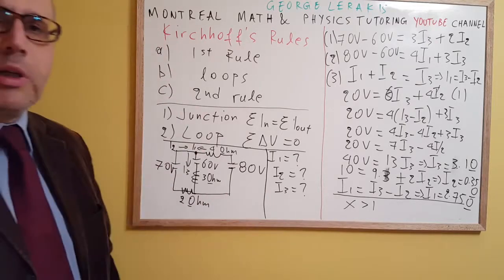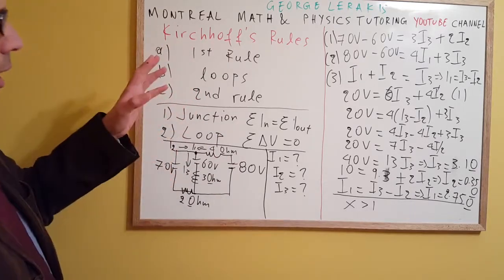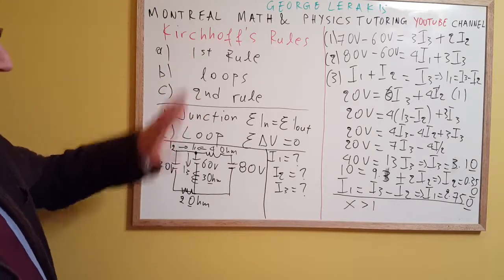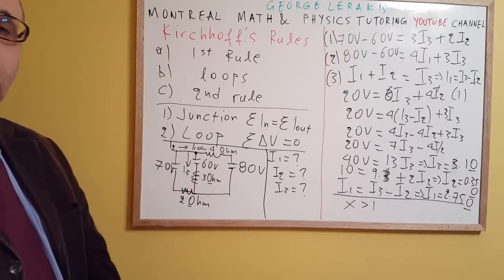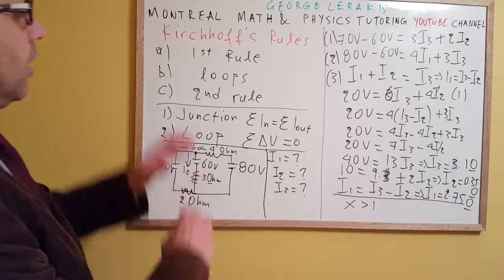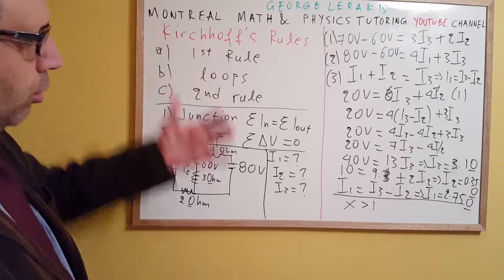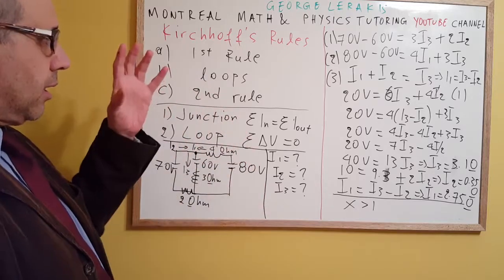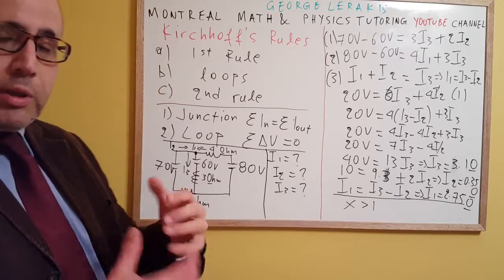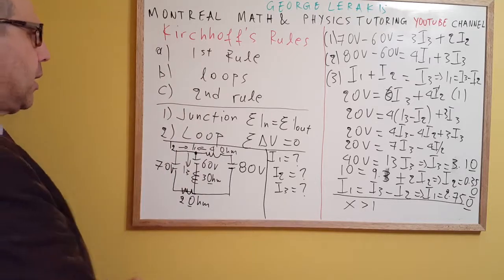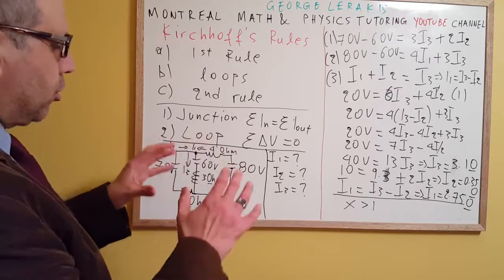I mean, you don't have to worry about any of these three problems. For A, you can use any junction, it doesn't matter which one you use, and you can arbitrarily assume the direction of the current. If you choose the wrong direction, at the end of the problem you will get a negative value. That means that the value is correct, but the direction of that current is the opposite from the one which you assumed. So that's for problem A.